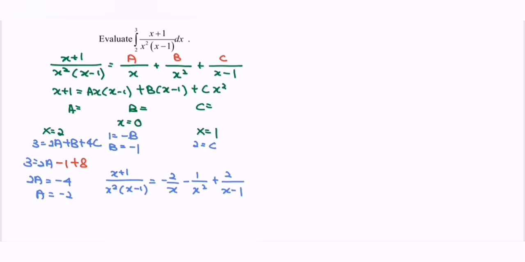So continue with the situation. The question asks us to evaluate the integral. So we integrate the partial fraction: negative 2 over x, minus, we have x to the power of negative 2, plus 2 over (x minus 1). Do remember the limits, where we have 2 until 3. Kindly integrate: negative 2 ln x plus 1 over x plus 2 ln (x minus 1).